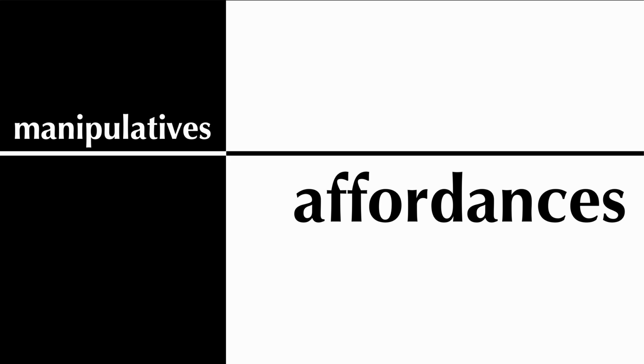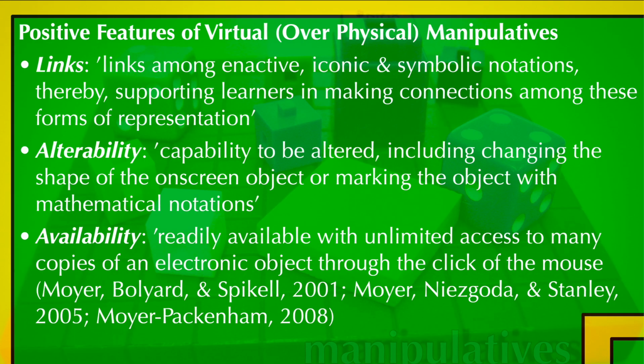And again, as you might imagine, there are a number of affordances, like positive aspects and positive features, of virtual manipulatives that can in some ways be superior to physical manipulatives. One is links. Quote, links among enactive, iconic, and symbolic notations, thereby supporting learners in making connections among these forms of representation.